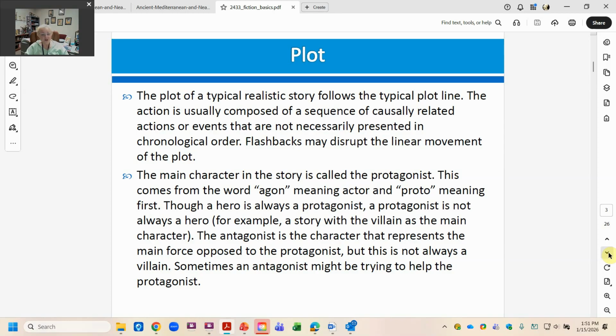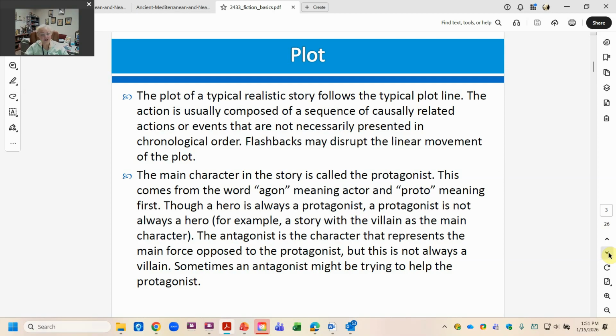In heroic fiction, the protagonist is going to be a hero, right? But in other stories, maybe you have a story about Hitler. Well, Hitler is not a hero, right? At least for most of us. So it might be about him. He is the protagonist, but he's not heroic. So just realize that. The character that is opposite the protagonist is the antagonist.